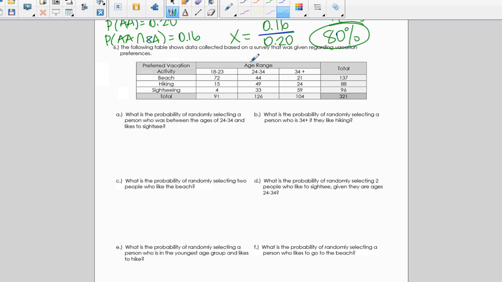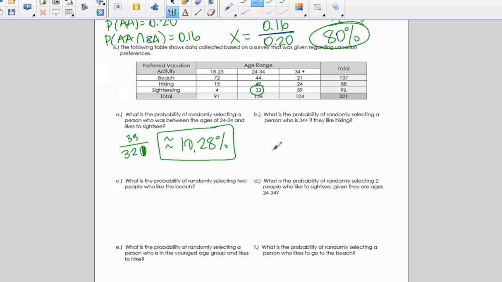All right, first one says, what is the probability of randomly selecting a person who was between the ages of 24 and 34 and likes to sightsee? So we want both happening. So 24 to 34 and likes to sightsee is 33. So that is 33 out of 321. Sorry, still thinking the last problem, 321. So that should be about 10.28% when you throw that in your calculator.